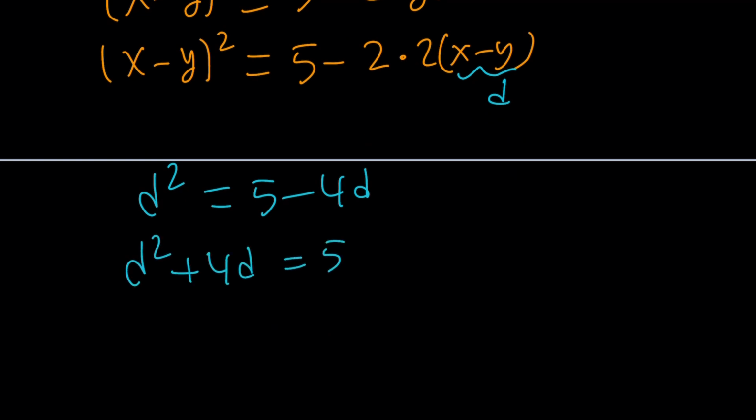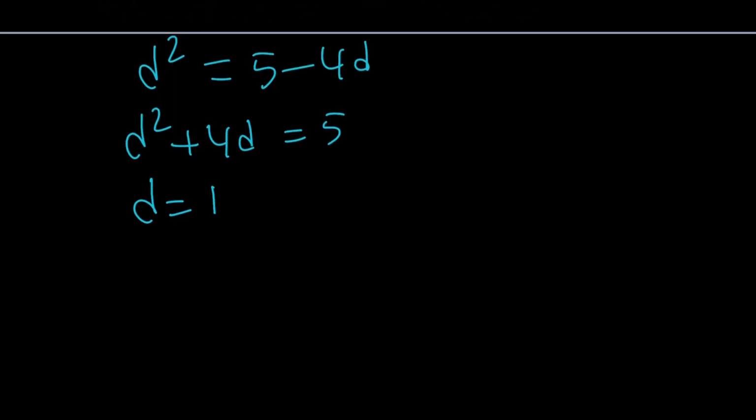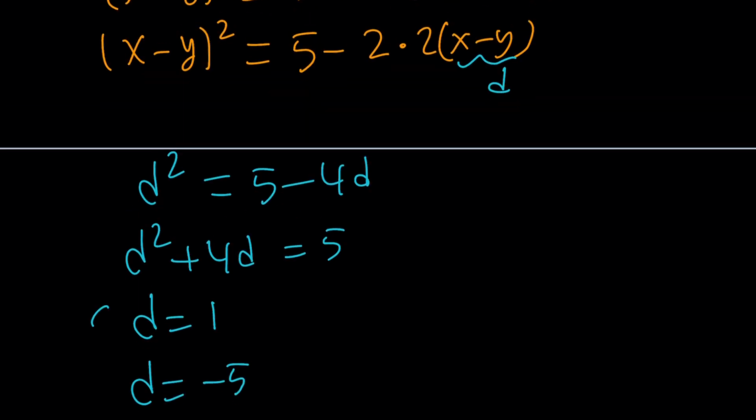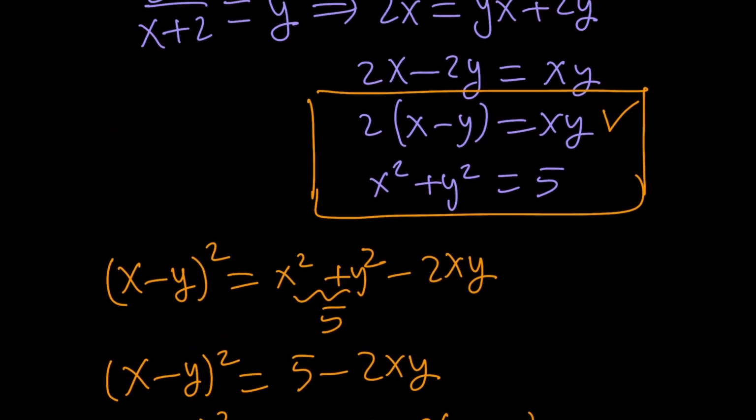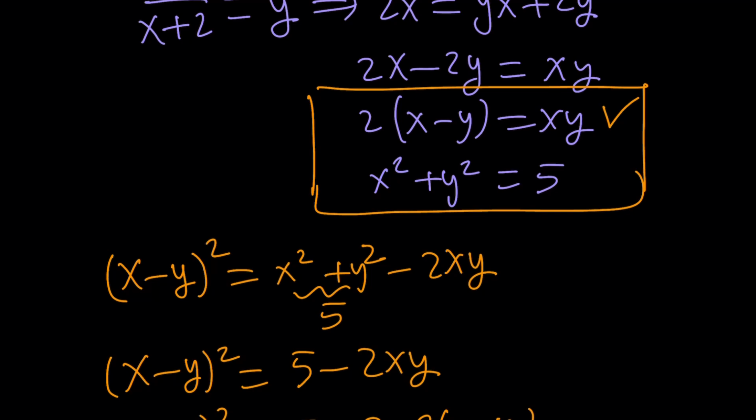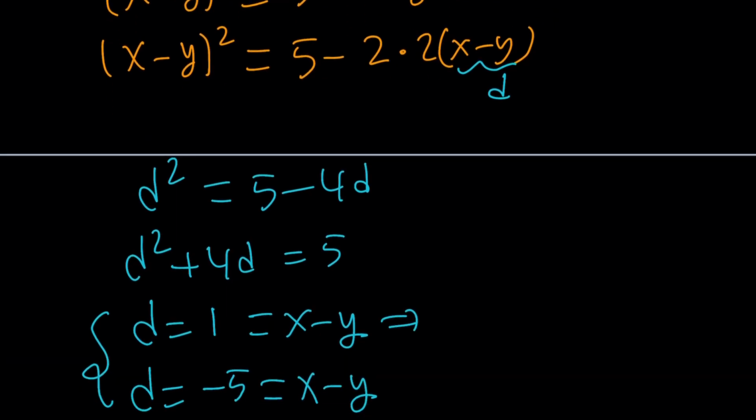If you've dealt with quadratic equations before, you probably know that d is equal to either 1 or negative 5. You can easily find those by factoring or by using the quadratic formula, however you want to do it. There's going to be two solutions for d, and d is represented by x minus y. So now we have two values for x minus y. But since xy and x minus y are related, xy can be found, which is just 2 times that. So from here, xy becomes 2, and from here, xy becomes negative 10.